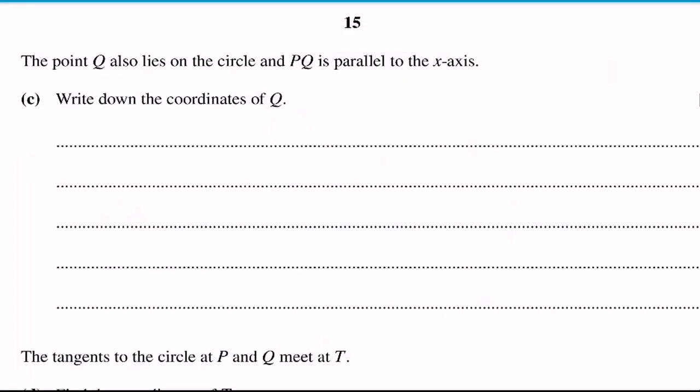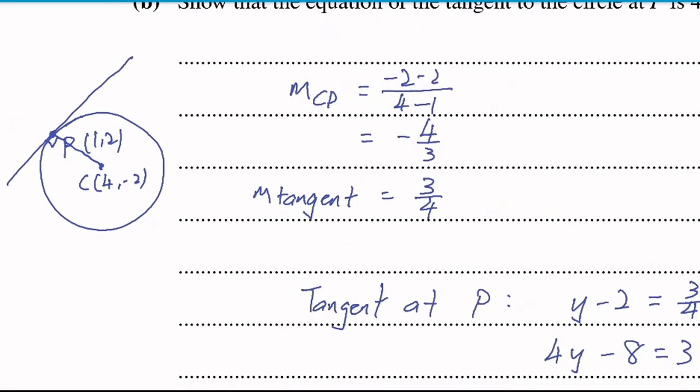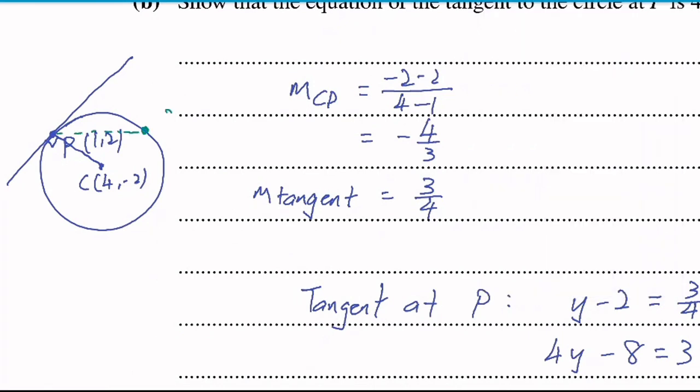So the point Q also lies on the circle, and PQ is parallel to the x-axis. So write down the coordinates of Q here. Write down means we don't even need to show extra working, okay? So if they say PQ is parallel to the x-axis, it means that PQ is horizontal like that. So this is sort of our Q here. When I draw the P here, I also consider roughly where the coordinates are. So (1, 2) should be here, and this is our (4, -2) like that. I also consider that correctly already.